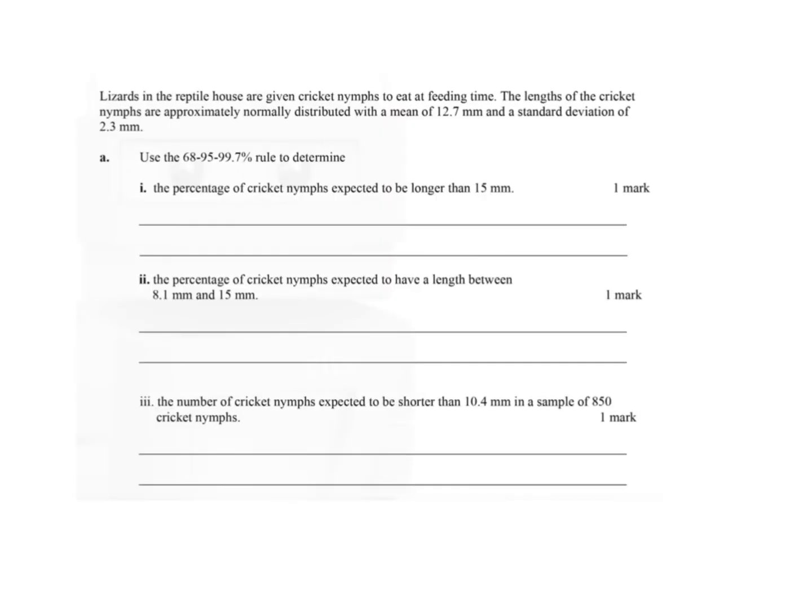Go. So the lizards in a reptile house are given cricket nymphs to eat at feeding time. The lengths of the cricket nymphs are approximately normally distributed. So can you see there, they've told you, and remember I told you in the blurb they have to tell you that it's this case. And as soon as you see that, that's when you should know. When I'm doing questions, as soon as I see that, I draw my little bell shape near my page because I know they're going to start talking about it. So here, it says with a mean of 12.7, so there it goes. So I'll chuck that in there.